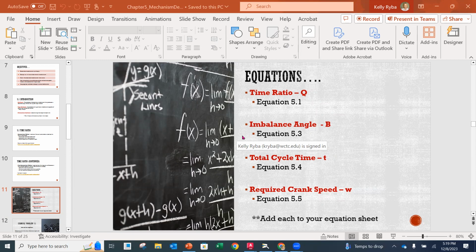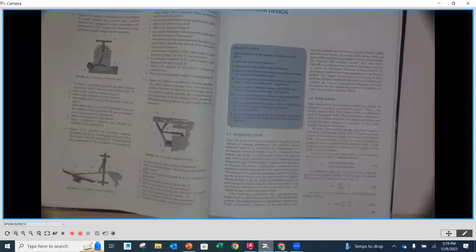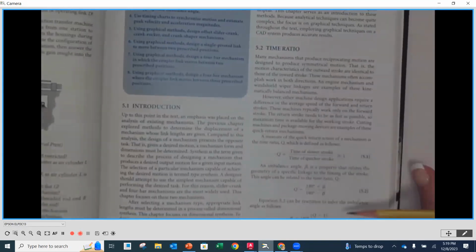Number one, time ratio. Okay, time ratio Q. When it's something other than one, that means that we are a non-symmetrical motion. So if I look underneath, what I'm going to encourage you to do is, and I'm going to actually do it as we hit each one of these equations.